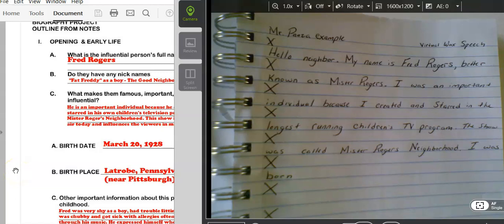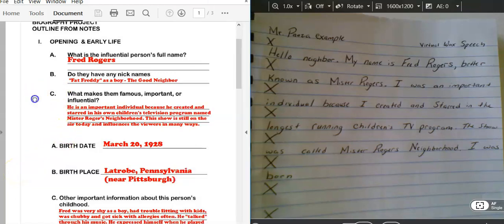In this example, you can see that Mr. Panza took the information from his notes and his research and created a speech in the first person. In other words, we did our research on Mr. Rogers. I found out lots of information on the individual, but now I need to become Mr. Rogers. Here's how I do that. I take all of these pieces of facts and information and I write them down on a note card.